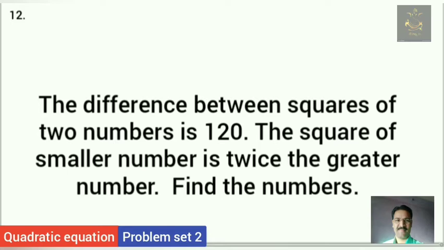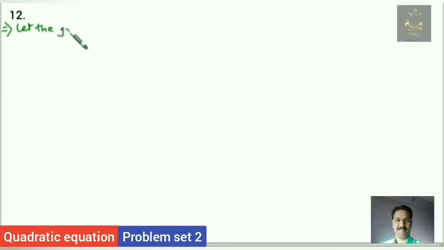Now look here. It is very, very important. Here, the smaller number depends upon the greater number. That is why I'll suppose the greater number be x. See here. Let the greater number be x.